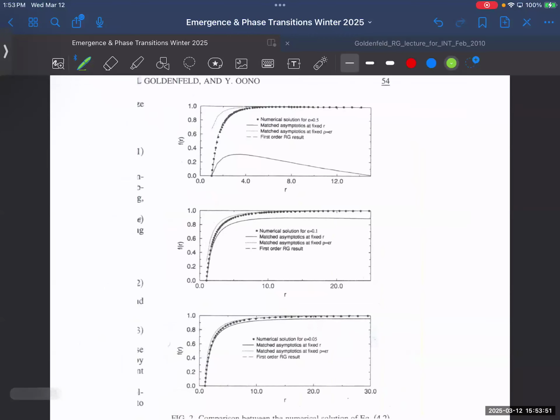Here is the solution of that horrible equation. What I'm showing you here are different solutions. The black dots are the numerical solutions. The line going through the black dots is the renormalization group result of first order. And these other solutions, this one and this one, are results from matched asymptotic expansions, which is something you may have heard about: asymptotic techniques to solve the problem near r equals 0, and then to solve the problem near r equals infinity.